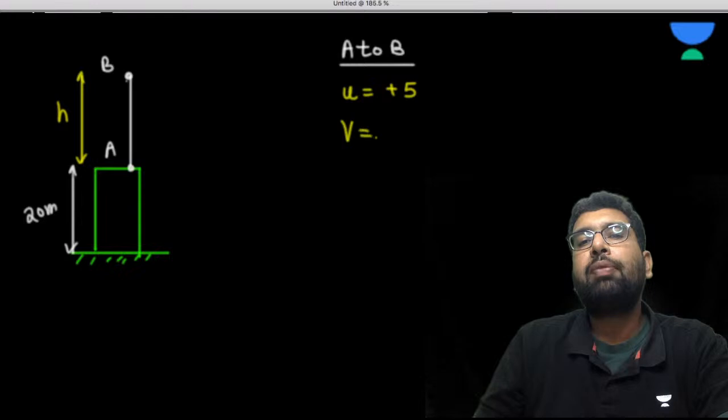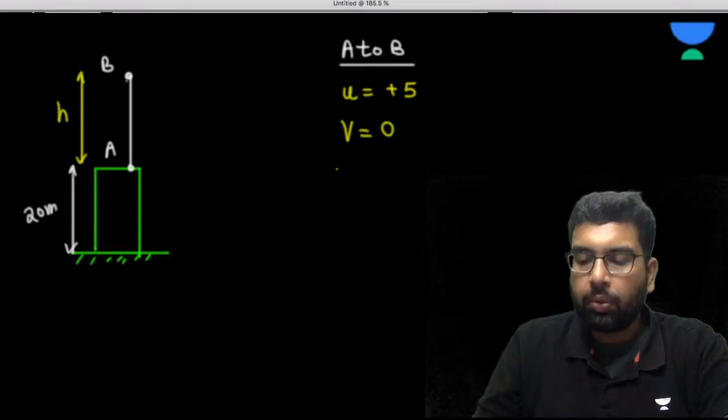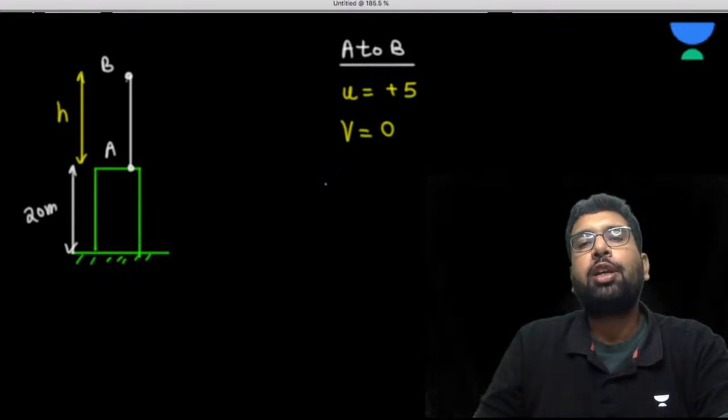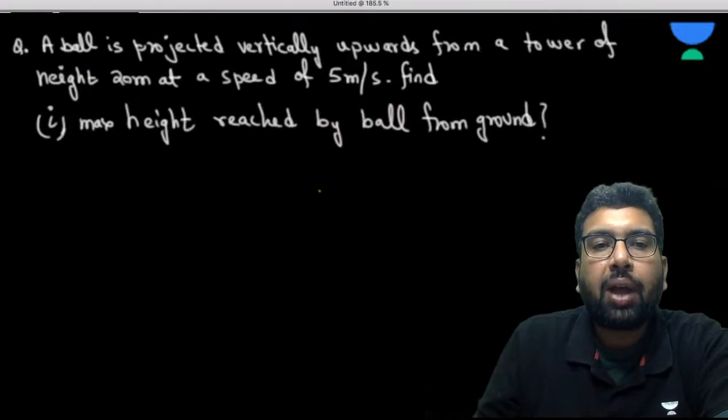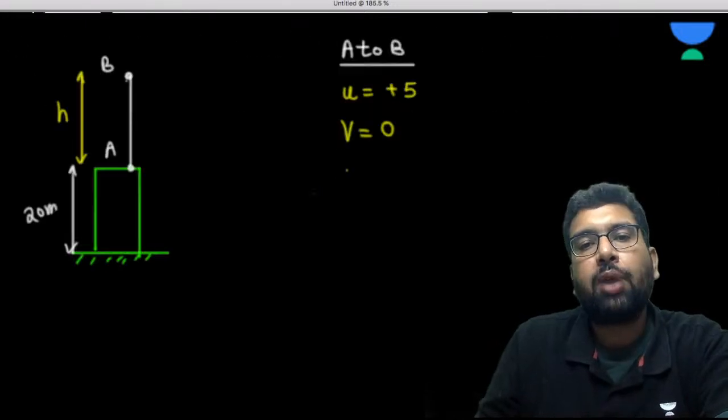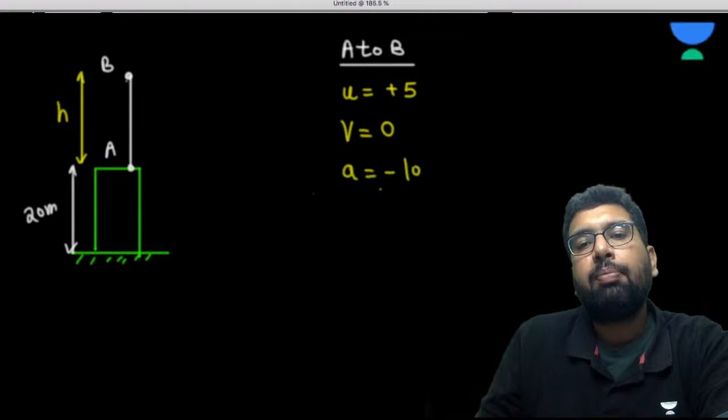So between A and B, V is equal to 0. Do you agree or not? And what we want is the maximum height, so we want the displacement. A is minus 10 meter per second square, right? This is meter per second.